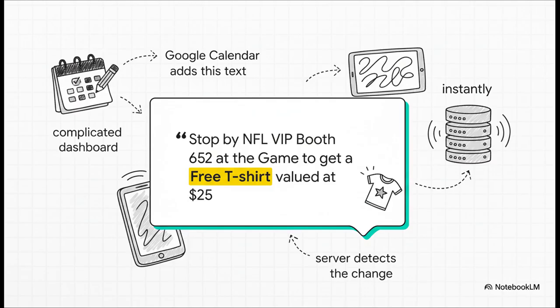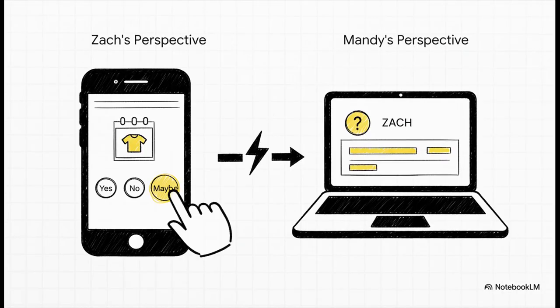The server picks up that change instantly. And this right here is the magic. Zach gets a notification on his phone, he looks, and that t-shirt offer is now sitting right there inside the event on his calendar. He's intrigued, so he changes his RSVP to maybe. And Mandy? She sees that status change in her dashboard in real time.